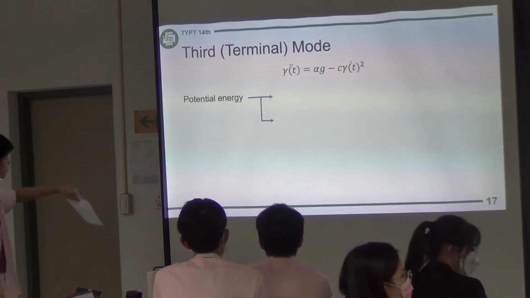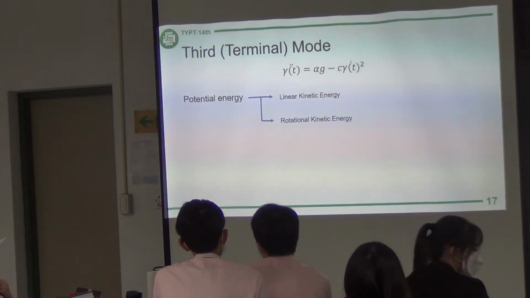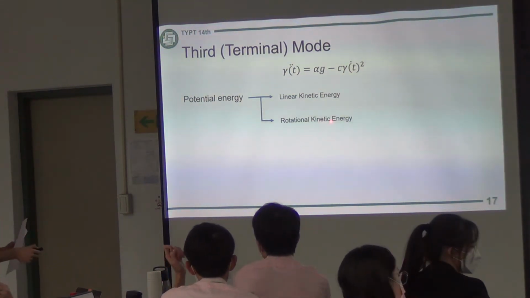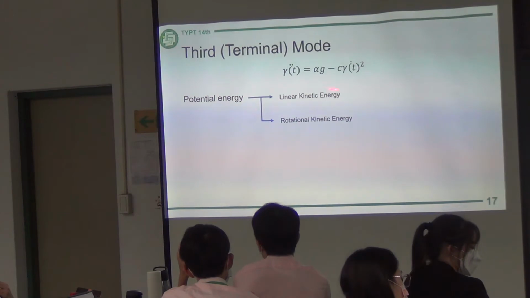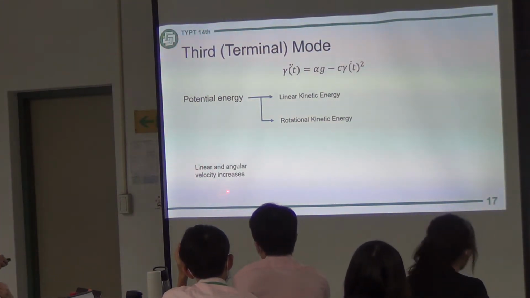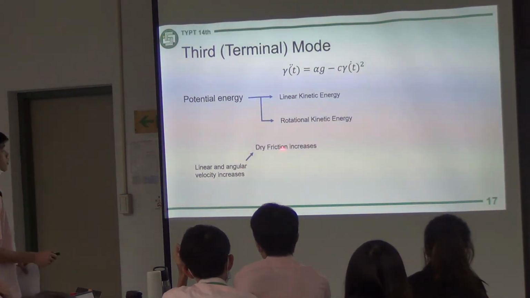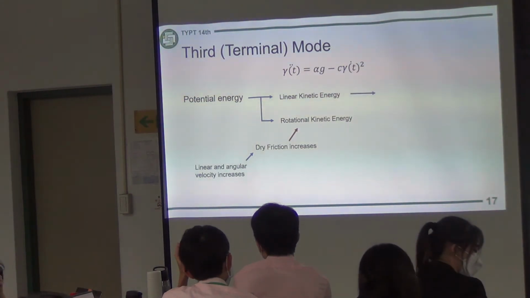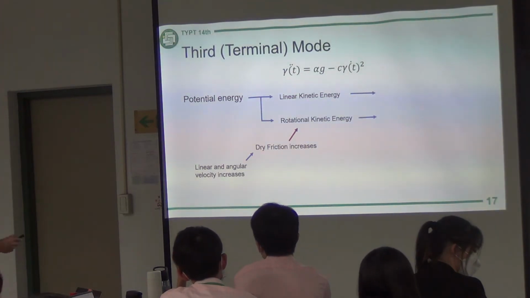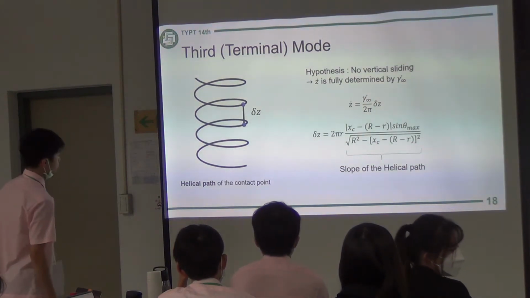So in this terminal mode, the potential energy will turn into actually three kinds of energy. One is the friction, one is the linear kinetic energy, and also the rotational kinetic energy. Simultaneously, the linear and angular velocity increase. As I mentioned before, the dry friction will increase. It will lead to the linear velocity and the rotational velocity reaching the terminal velocity. So this is our theoretical model.